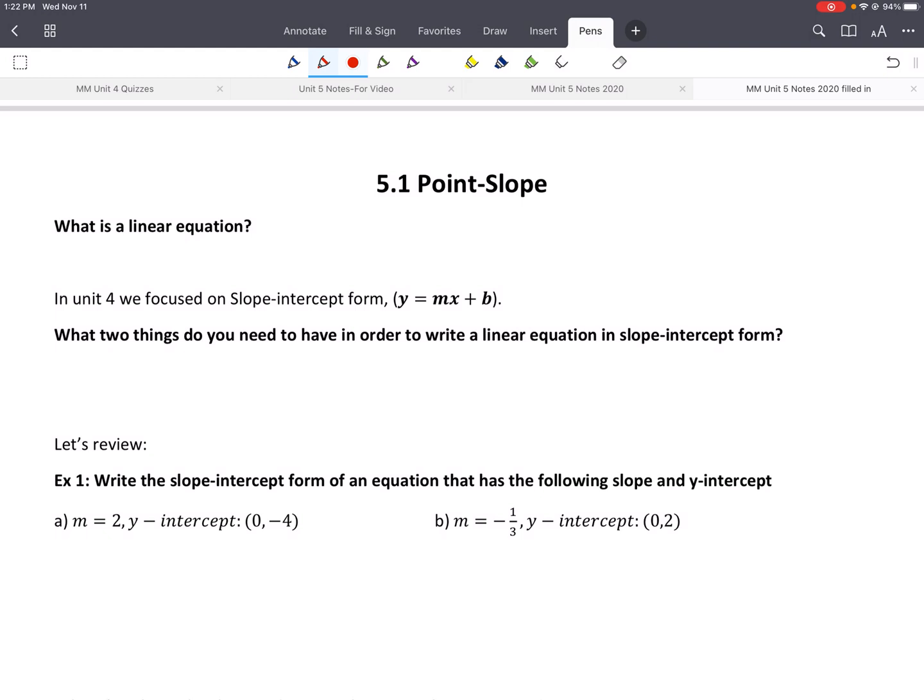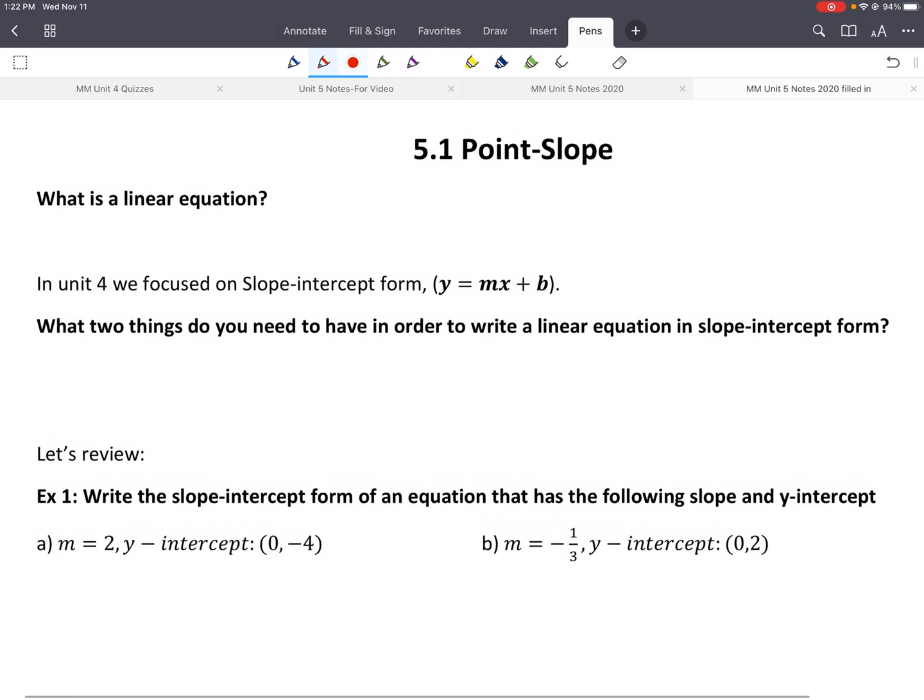All right. So let's just do a quick review. So what is a linear equation? All right. It is a straight line. You could say that there's just one variable and it has no exponents. Those would all be good explanations of what a linear equation is.